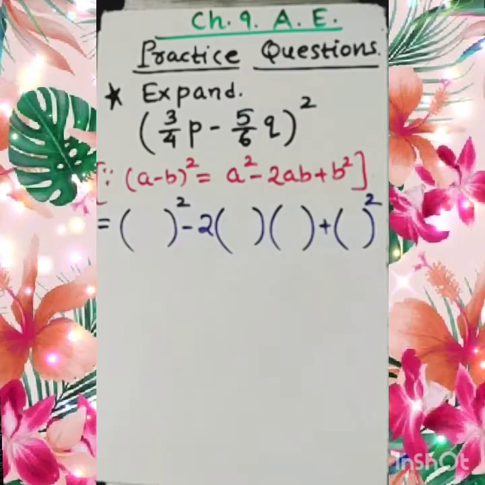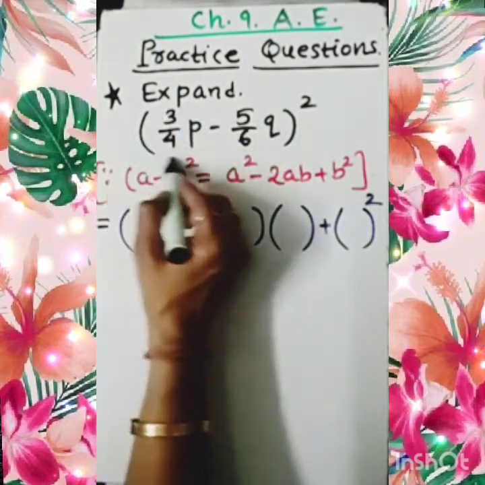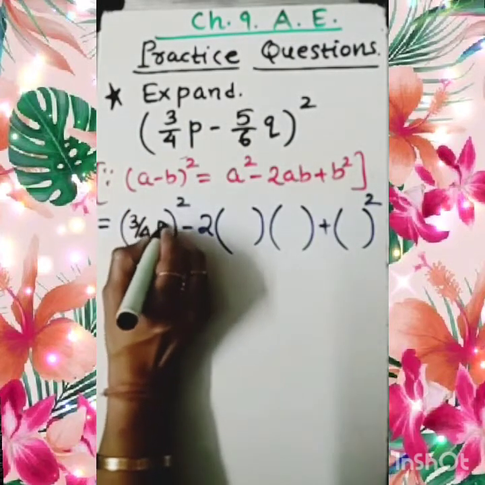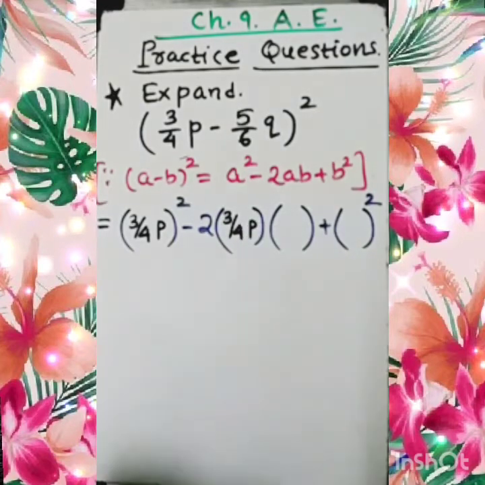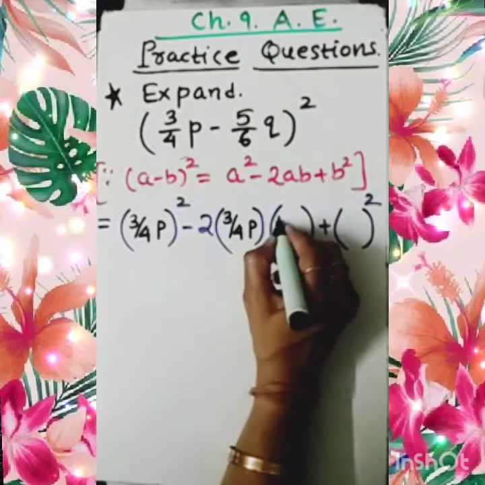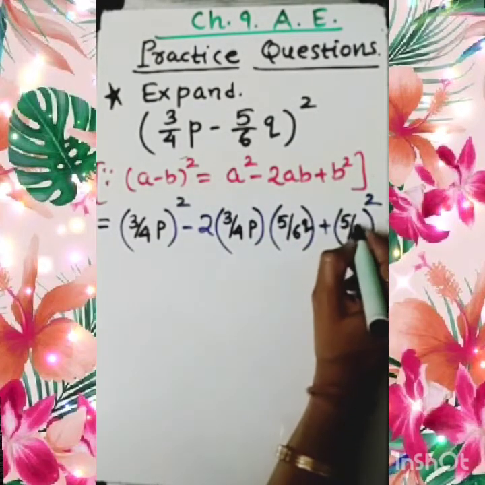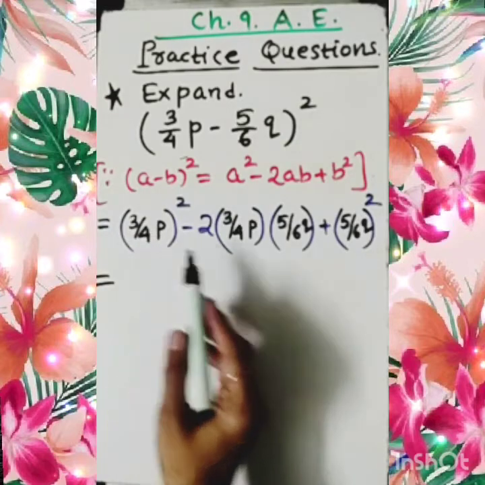Please put the empty bracket for your convenience and to avoid any confusion. Now, if I compare, what is A? A is the first term. First term, what is that? 3 by 4p. So, let me write it here. What is A? That is also 3 by 4p. What is B? That is 5 by 6q. Fine. So dear student, here, as I have mentioned, A equal to 3 by 4p and B equal to 5 by 6q.